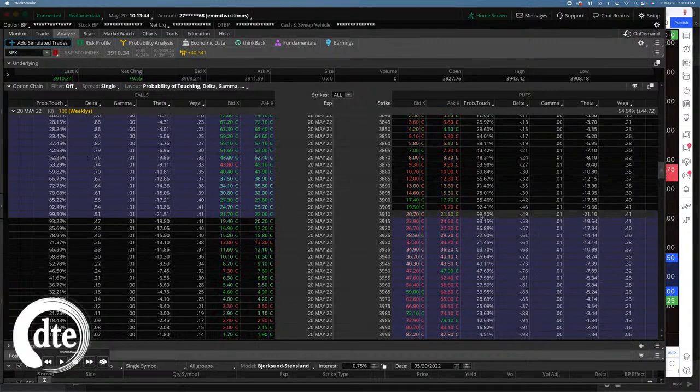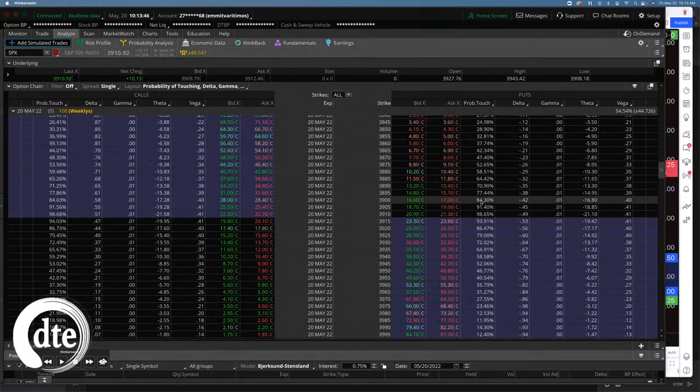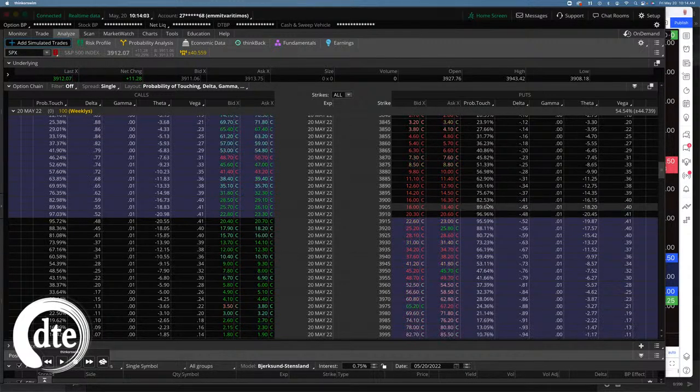That's what it's saying: there's an 85% chance that between now and the end of the day, we're going to touch that price. Now, that could happen in the next 5 seconds or the next 5 hours. That's all it's saying, is that in that period of time, there's an 85% chance that we're going to touch that.